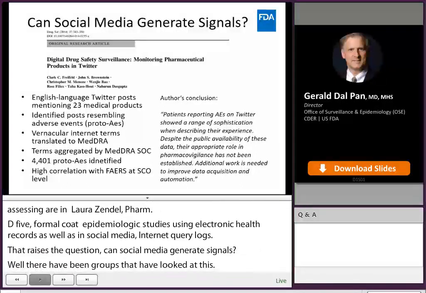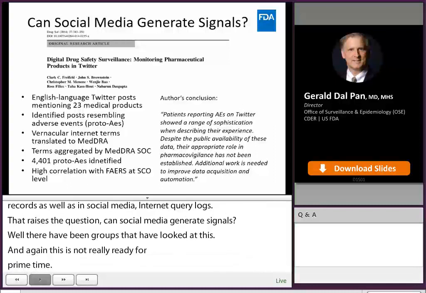This group concluded here that despite the public availability of these data, their appropriate role in pharmacovigilance has not been established, and additional work is needed to improve data acquisition and automation.